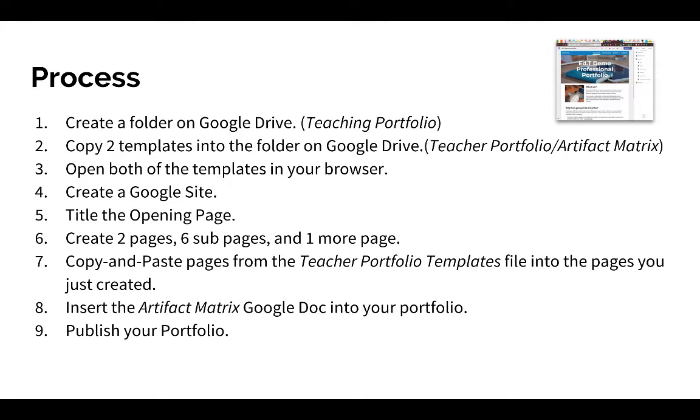And then I'm going to have you go through and create some blank pages. You've got 2 main pages, and then you're going to create 6 sub-pages, and then 1 more page. Now that you have these blank pages, you're going to copy and paste the pages from the Teacher Portfolio templates into the pages you just created. And then finally, you're going to insert the artifact matrix Google Doc into your portfolio and publish it. So you may not have understood all those steps, but we'll go through it, and I think that it'll work a lot better now.